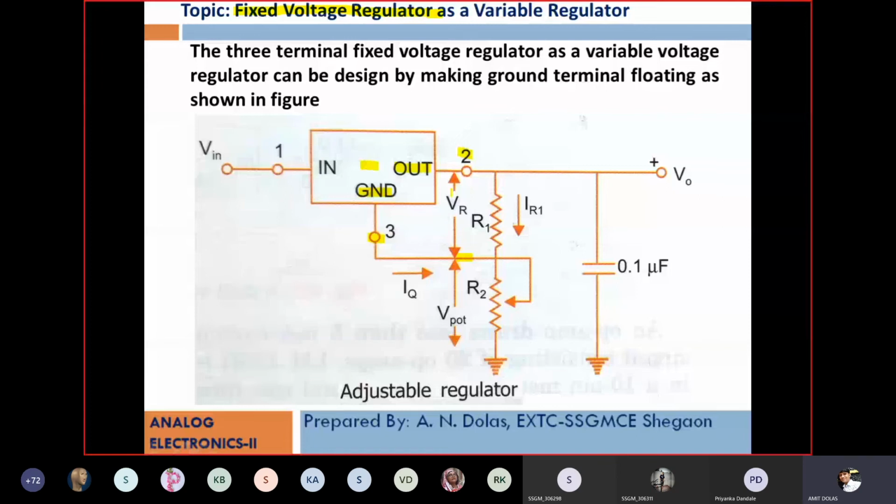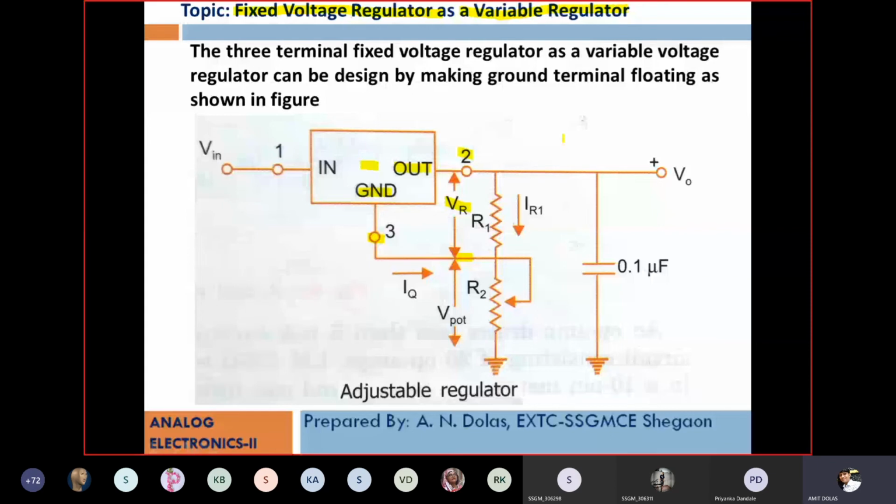It can be used as a variable voltage regulator. We may use 5 volt to a certain limit, let's say 5 volt to 10 volt voltage regulator we can design using this IC 7805, but cannot design 0 to 10 volt or 0 to 5 volt variable. So the 3-terminal fixed voltage regulator as a variable voltage regulator can be designed by making ground terminal floating as shown in the figure.